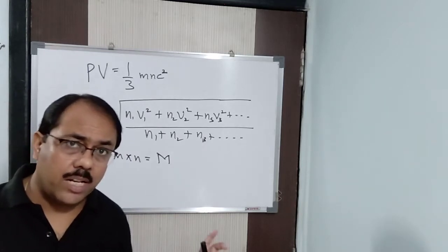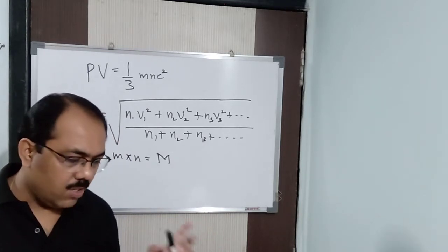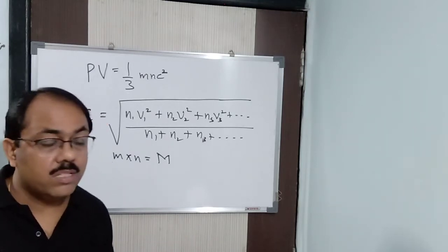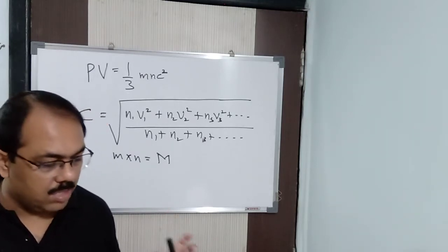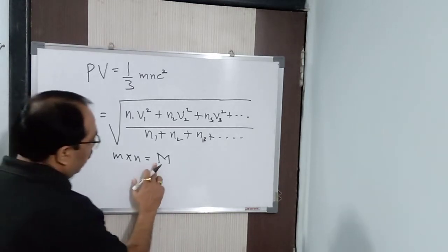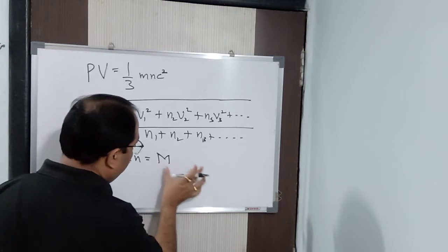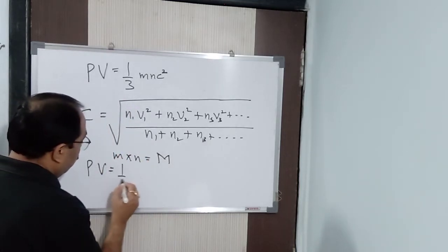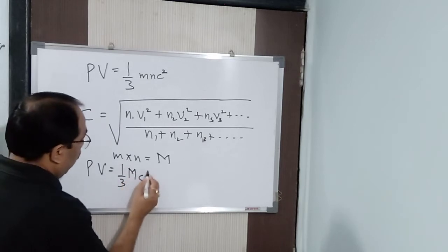Now all this is measured at standard conditions, mind it. The kinetic gas equation and all these values which I am saying are under standard conditions. Remember this, don't forget. So M stands for the molar mass, the mass of one mole of the gas. Hence I can write this as PV = 1/3 Mc².